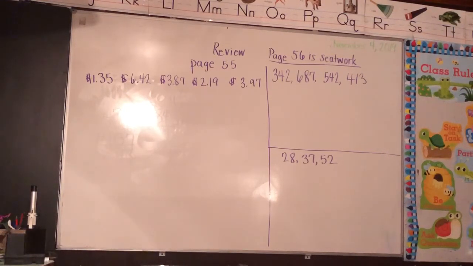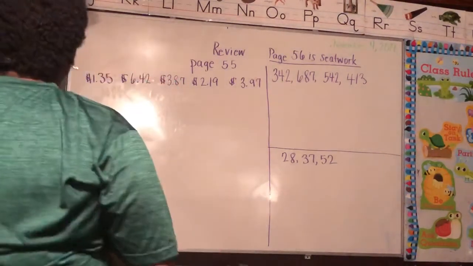Okay, we're back and we're on page 55. That is the review. Your seat work, which will turn into homework if it's not finished, is on page 56. It's the entire page, but if you don't finish your seat work, that will double your homework, because you're going to have a homework page as well when we're done. So let's get started. This is just a review on averaging.